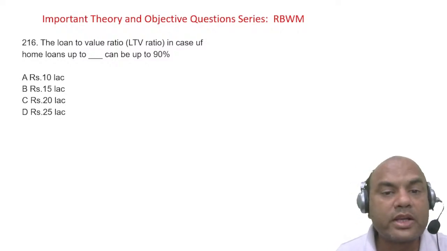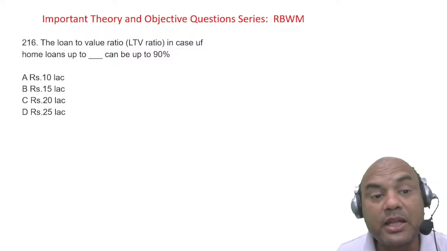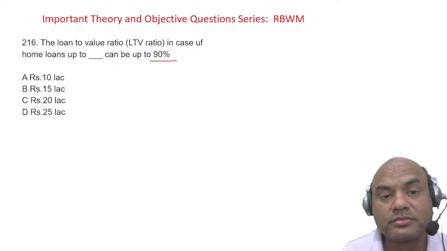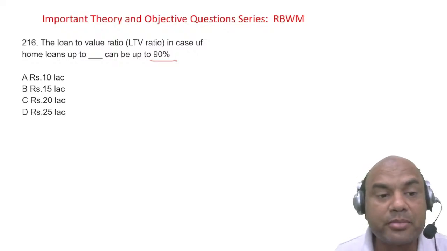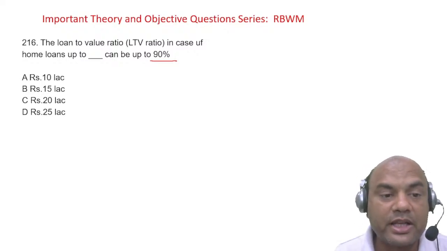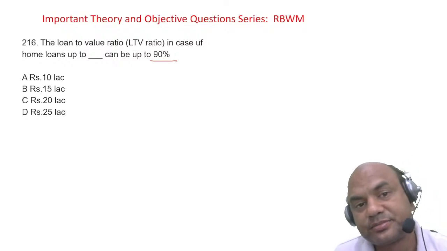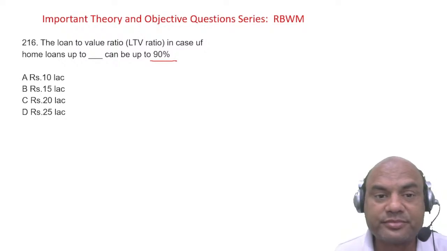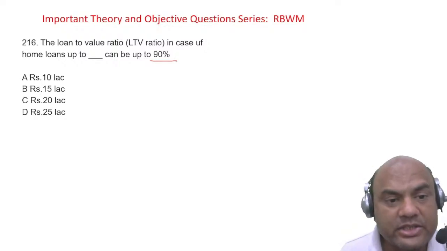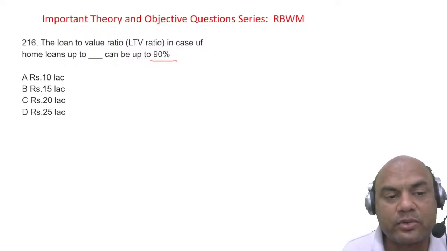The loan to value ratio in case of home loans up to dash can be 90%. What is this? 10 lakhs, 15 lakhs, 20 lakhs, 25 lakhs. See here, the range is over here. 25 lakhs is the answer over here.